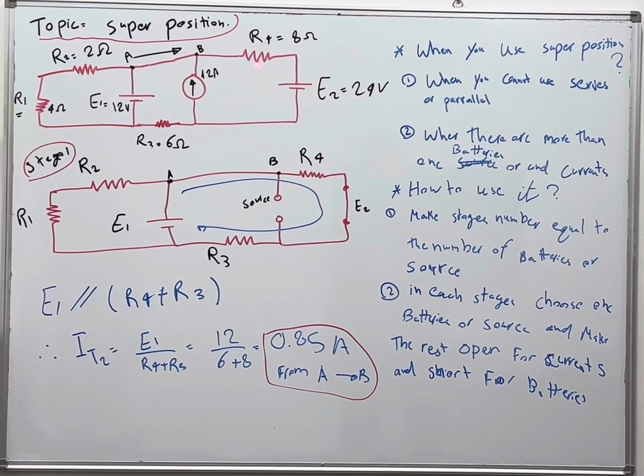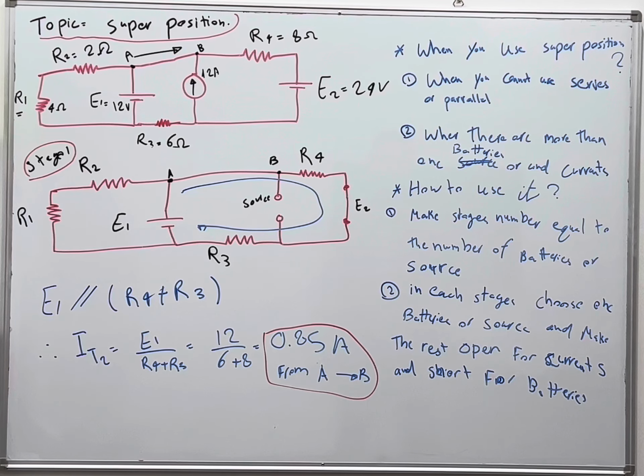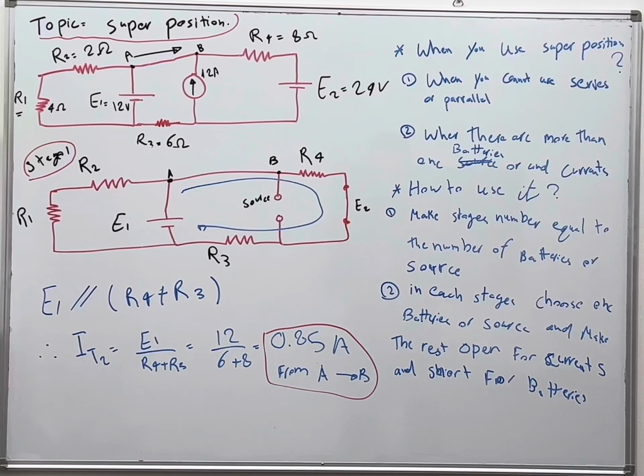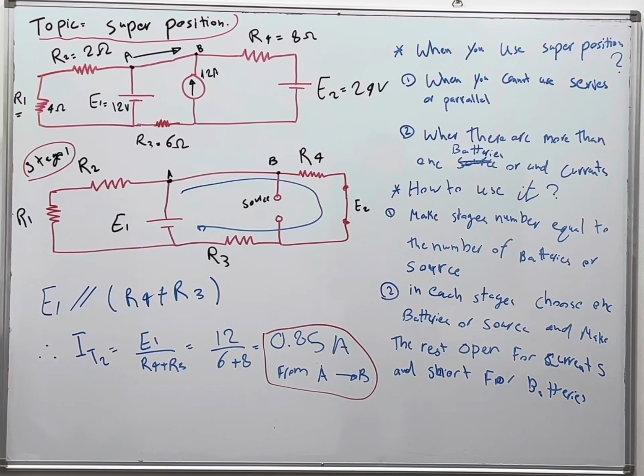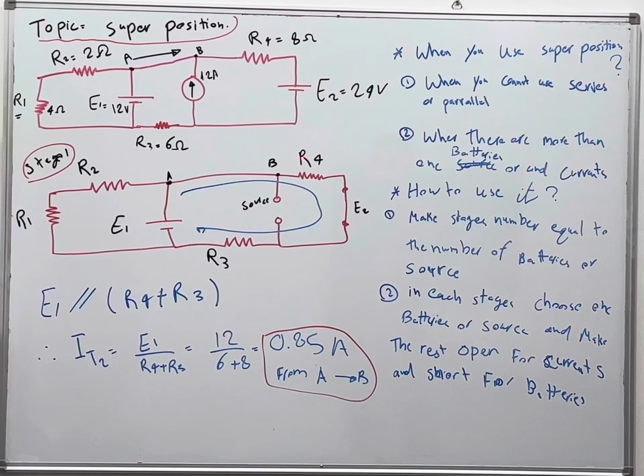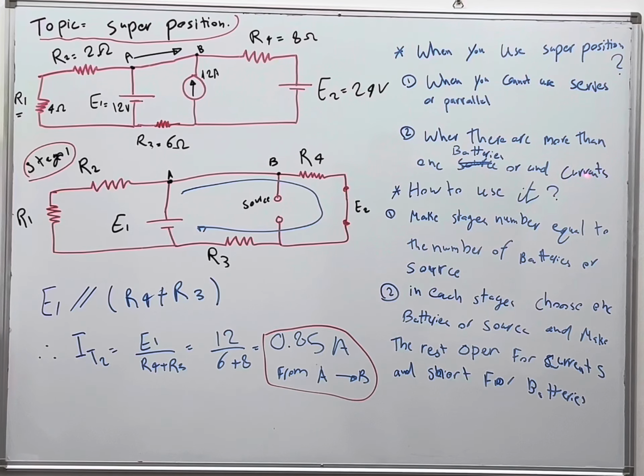You can put this R4 parallel to the current source, and change this one to a current source. Yes, but not always. Sometimes they just ask you to apply what you know about superposition in this circuit, so you don't have any other way. So the second condition, we covered it.